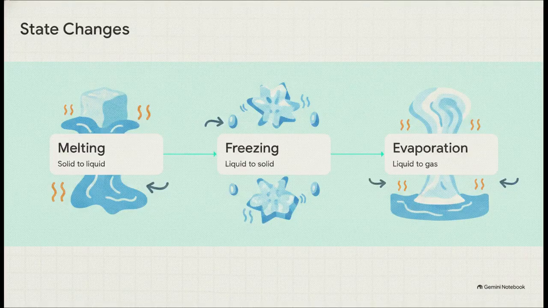Let's move on and see how this builds our final understanding. Just a really quick recap of the 3 critical transitions we explored today. Step 1, melting, taking us from a solid to a liquid. Step 2, freezing, bringing us back from a liquid to a solid. And step 3, evaporation, lifting us from a liquid into a gas.